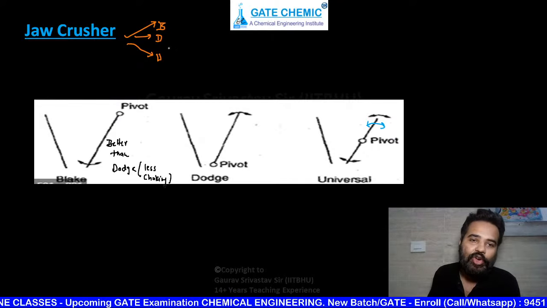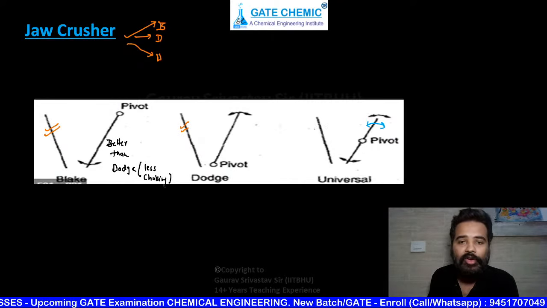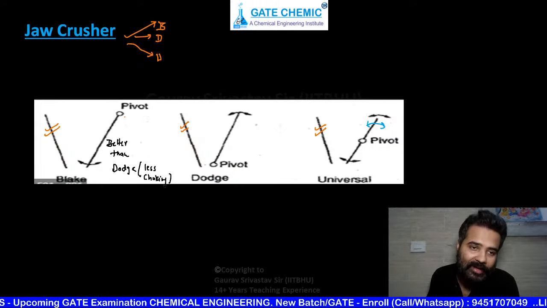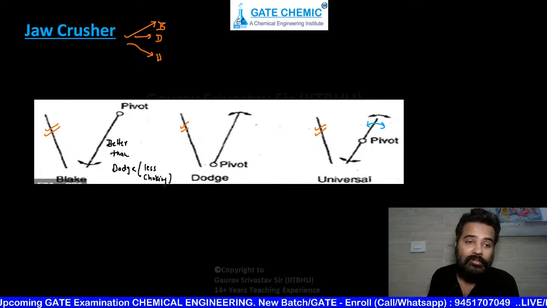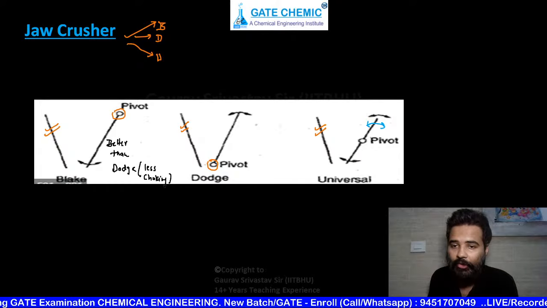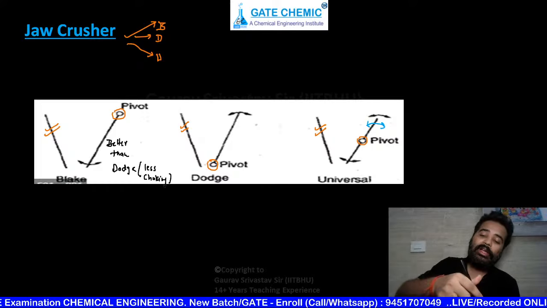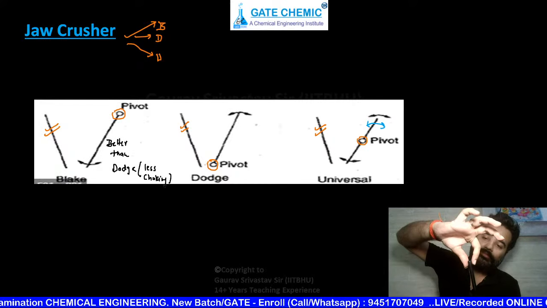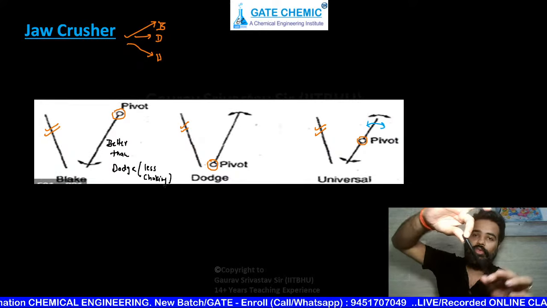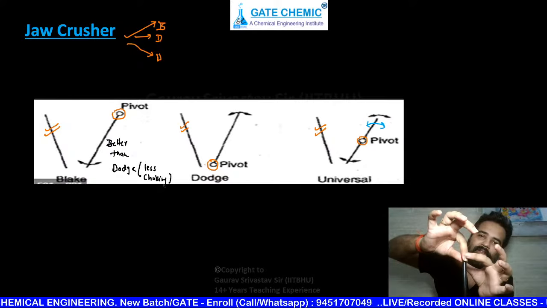In all these jaw crushers, one jaw is stationary, and the second is moving along some pivot point. The second one moves according to the pivot point. What does pivot mean? Like if I am taking this pen like this, it can move like this, and this is the pivot point.